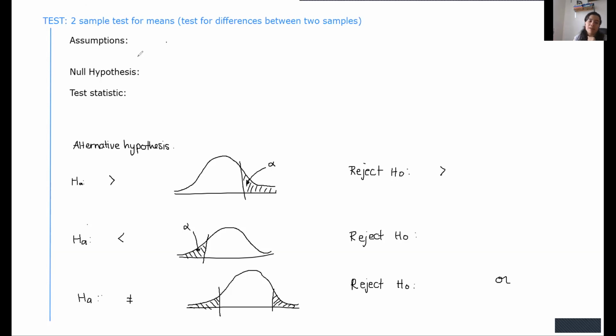As per usual, we have some assumptions to make. We have some strings attached when we try to apply this test. The first thing is that the data has to come from approximately normal distributions for both samples. So the data is approximately normal.